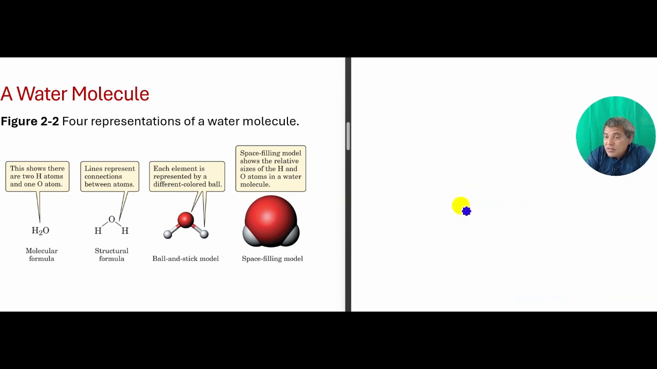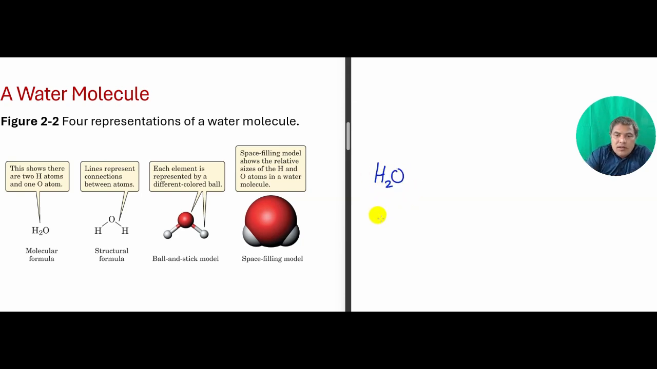In chemistry, how many ways can we represent it? One is we write H2O. Look at that, we just write the letter symbols and their ratio. This is 2:1, right? 2 hydrogen, 1 oxygen, so with ratio.